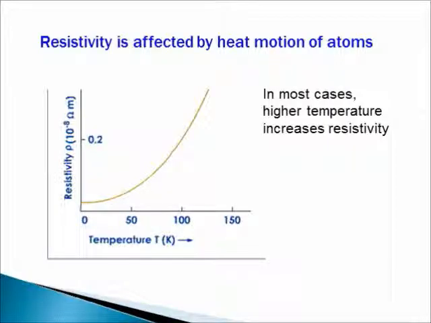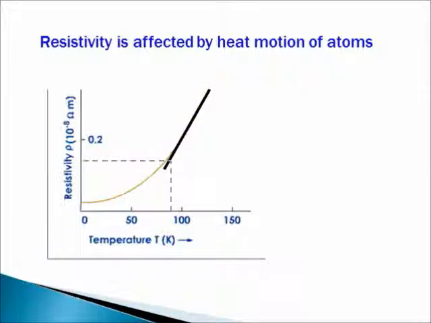Because of the heat motion of atoms, resistivity of the material goes up as the temperature increases. Here is a typical chart showing dependence of resistivity on temperature. In many interesting cases, the dependence of resistivity on temperature is approximately linear in a range of temperatures. In this case, we can approximate the observed resistivity dependence by a linear equation.